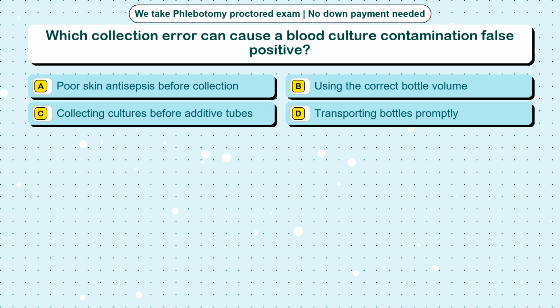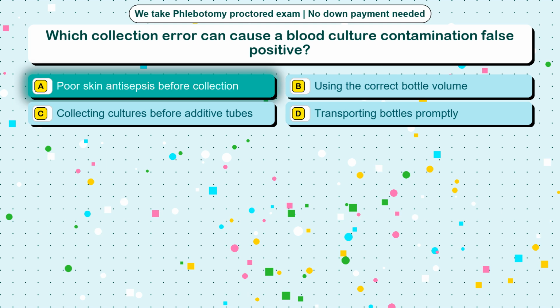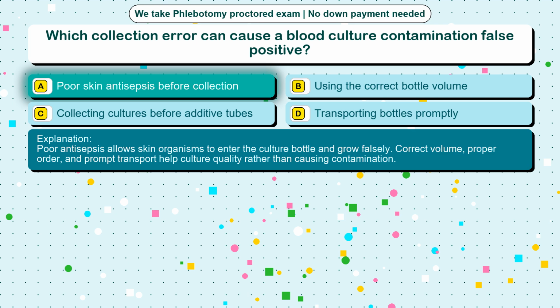Question 11. Which collection error can cause a blood culture contamination false positive? Option A, poor skin antisepsis before collection. Option B, using the correct bottle volume. Option C, collecting cultures before additive tubes. Option D, transporting bottles promptly. The correct answer is option A, poor skin antisepsis before collection. Poor antisepsis allows skin organisms to enter the culture bottle and grow falsely. Correct volume, proper order, and prompt transport help culture quality rather than causing contamination.